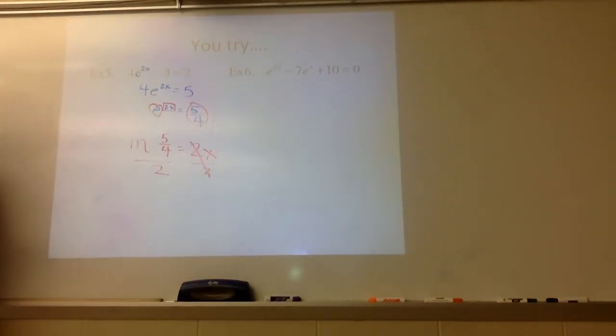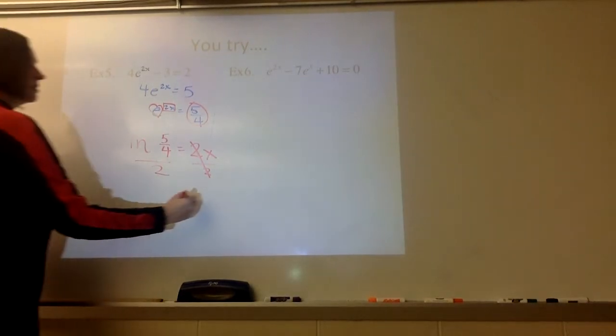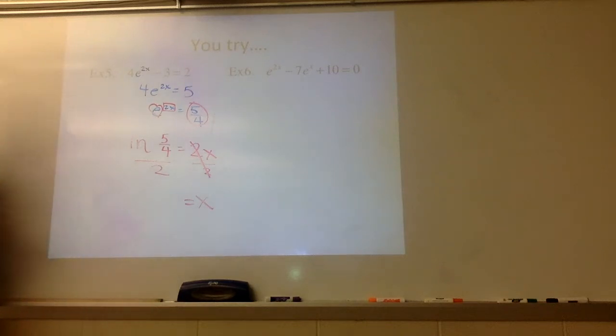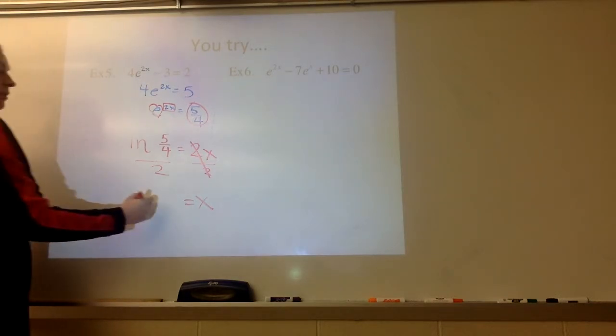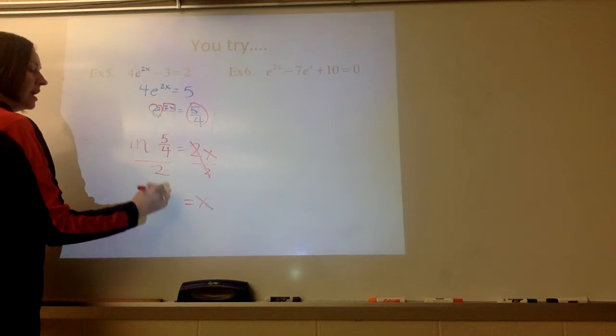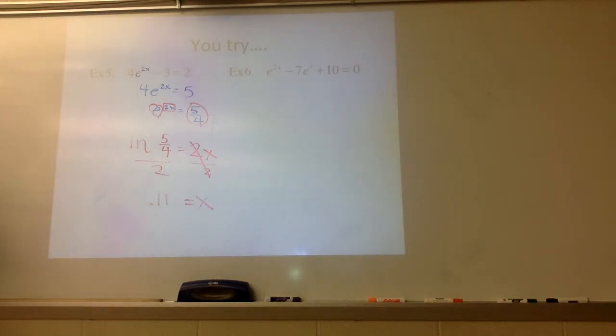So in your calculator, you would put in the natural log of 5/4, hit enter, and then divide by 2. What do we get for x? What was that? 0.11. Any other answers? ln of 5 divided by 4, parenthesis closed, and then divide by 2. 0.11.